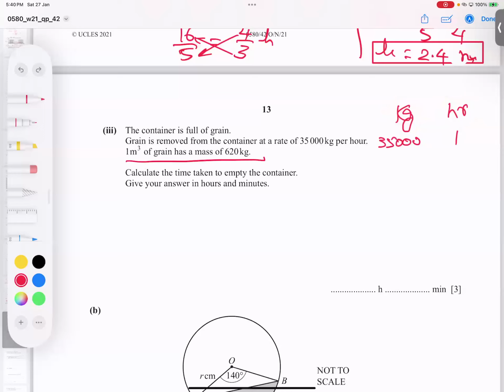And we are given one connection here. This link is given here: 1 meter cube is equal to 620 kilograms. I repeat my words, this is a very important statement. 1 meter cube of grain is equal to 620 kilograms. So I'm writing two titles. Title number 1 is meter cube. Title number 2 is kilograms. So 1 meter cube equals 620 kilograms.